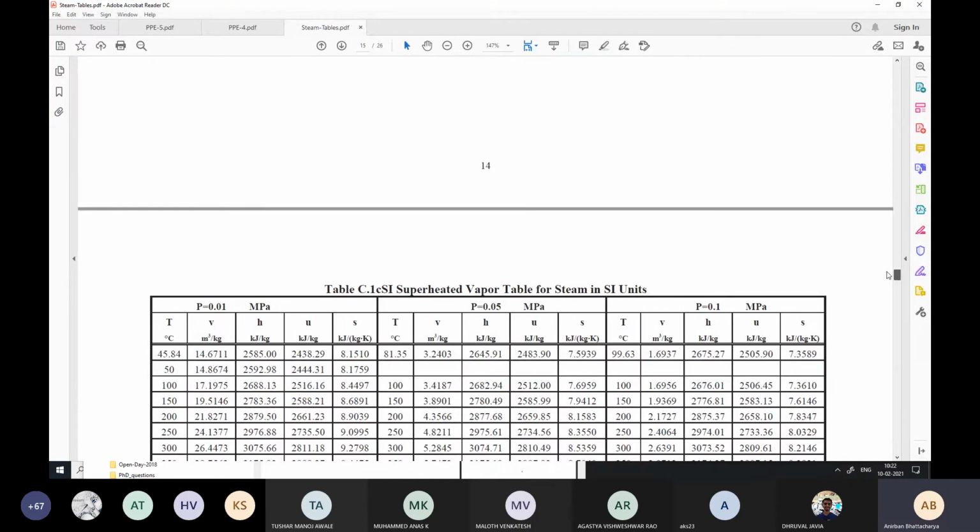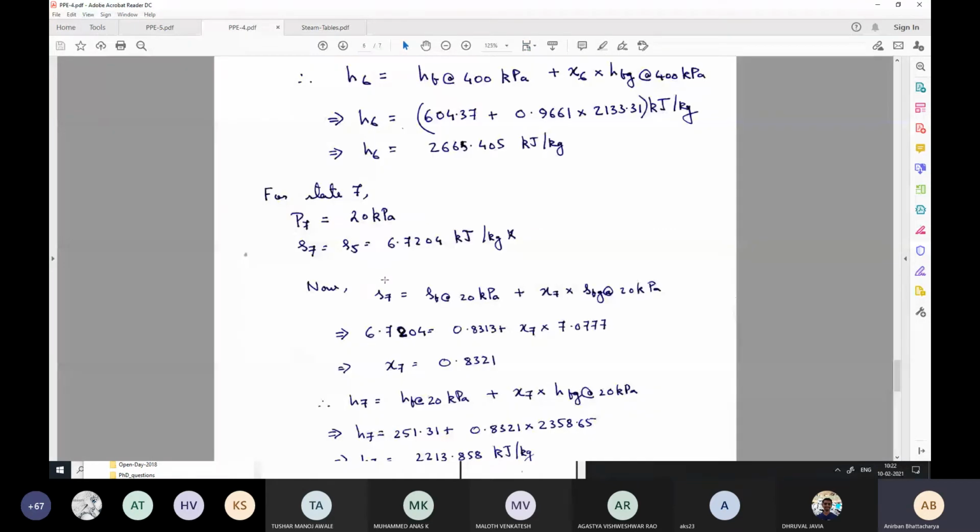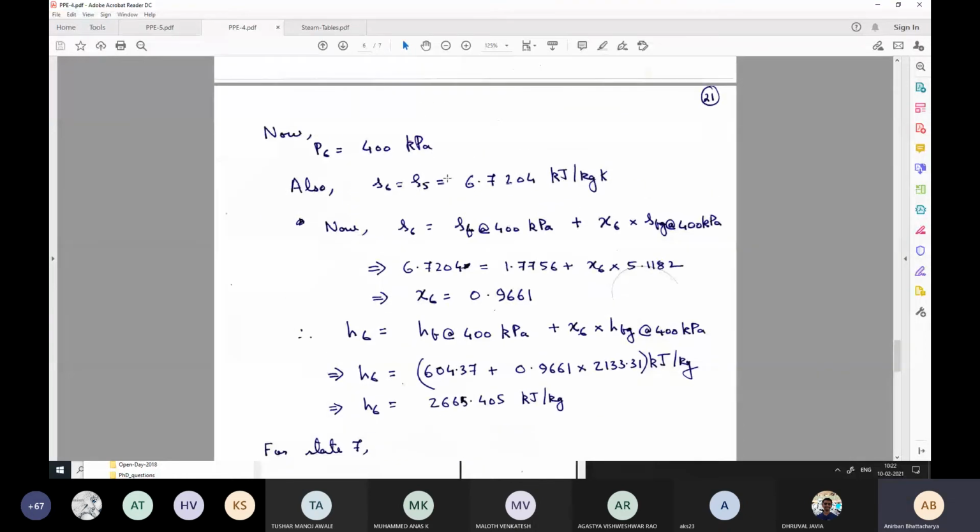SF value is 1.7756 and SFG is 5.1182. Okay, these two are needed. So S6 is equal to SF at 400 kPa plus X6 into SFG at 400 kPa. So 6.7204 is equal to 1.7756 plus X6 into 5.1182. So from this you can calculate the quality. Quality comes out to be 0.9661. 96.61% is vapor steam. Rest 3% is liquid water.